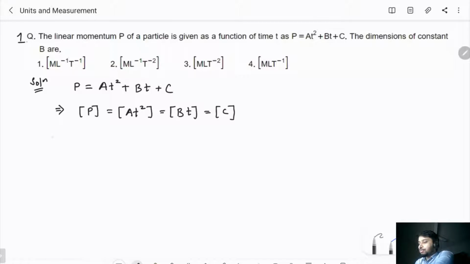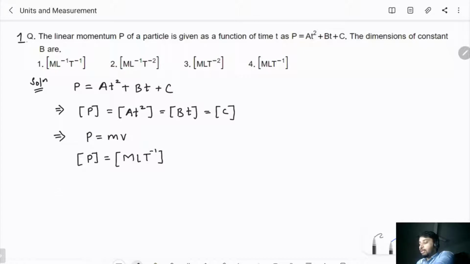So here the dimension of at square will be the same as the dimension of p, that is the momentum. First of all, let us find the dimensional formula for linear momentum. Linear momentum p is nothing but mass into velocity. So the dimensional formula for linear momentum will be the same as that for mass into velocity. For mass we have M, and for velocity we have L T to the power minus 1.